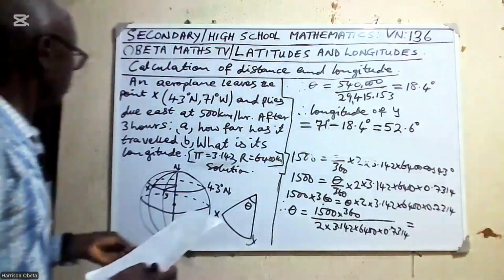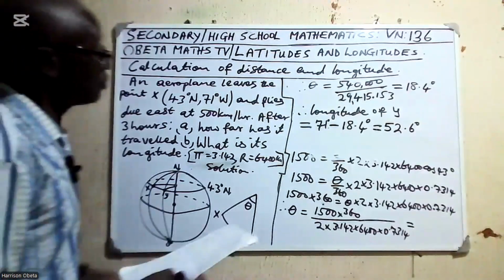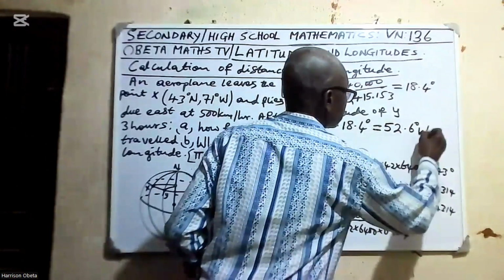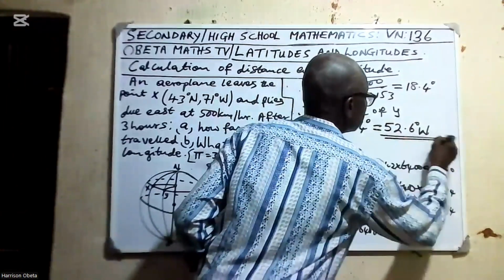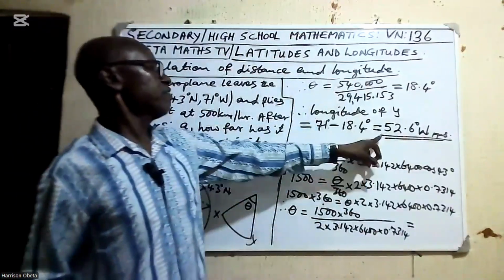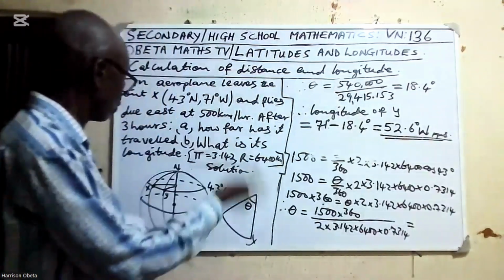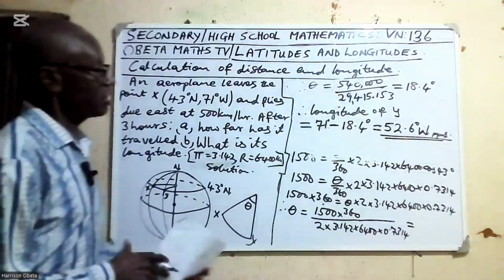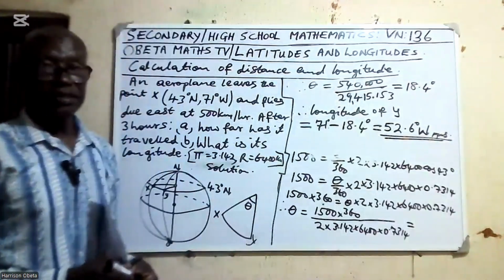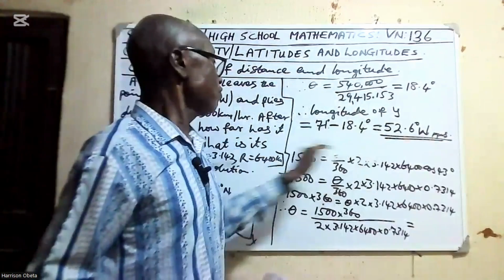So the longitude of Y is 52.6 degrees west. It is still west because we have a positive answer. Assuming that we have a negative answer, it means it has crossed to the eastern part. But as far as this one is positive, it's still within the western part. So we have come to the end of this question.